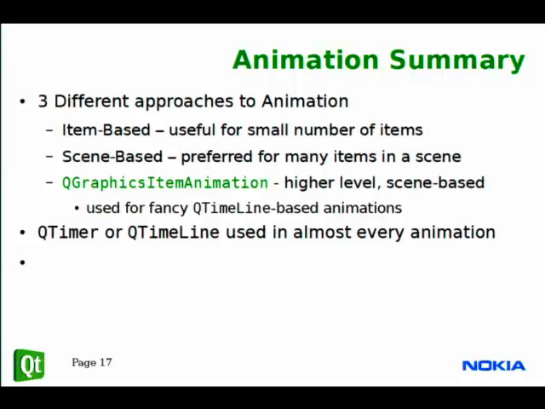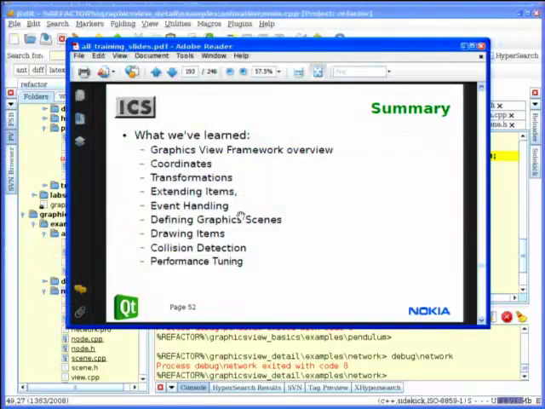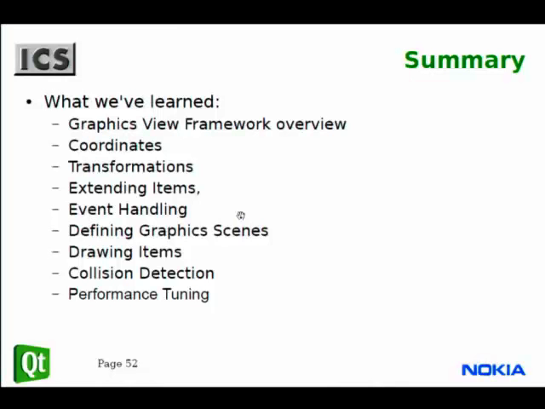So, three kinds of animation that we've seen: item-based, scene-based, and item animation. In all of them, we're using either a QTimer or a QTimeline. And now, to the main summary. What we've learned: overview of the graphics framework, coordinates, transformations, how to extend our items, how to handle events, drawing graphic scenes, items, collision detection, and performance tuning.